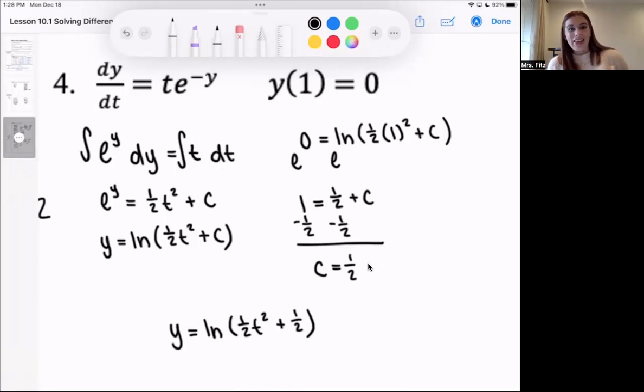Okay, and that is all for today's lesson on differential equations and finding both the general and the particular solution when given an initial condition.